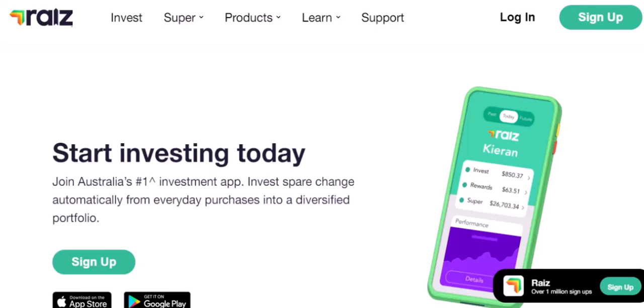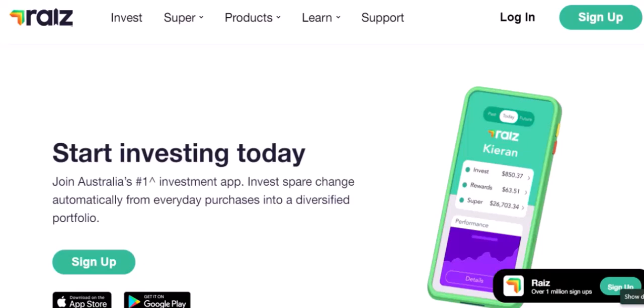Ever looked at your Raiz balance and thought, wait, why is it a little less than I expected? You're not alone. The question of fees is a common one, and honestly, it's a valid concern. After all, you are investing your hard-earned money, and you want to understand exactly where it's going.